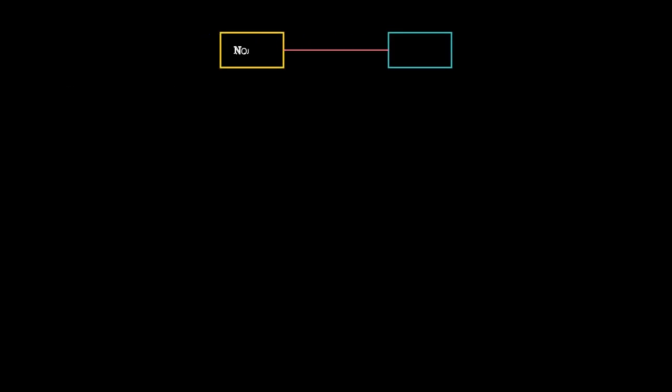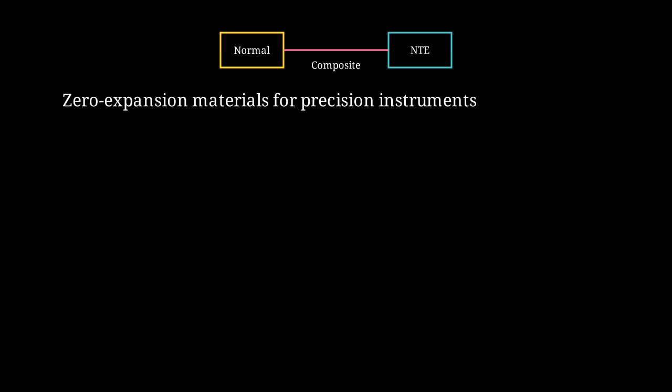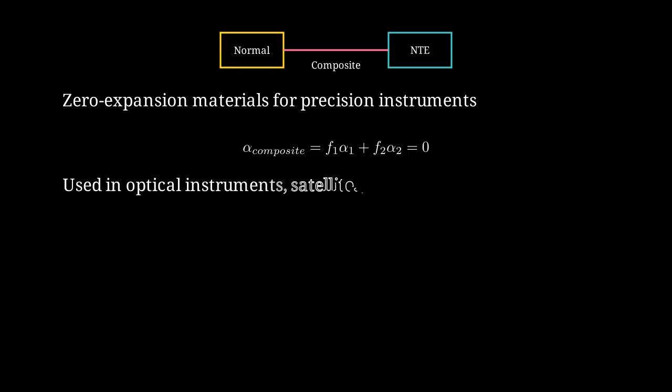This unusual property has valuable practical applications. One major application is creating zero-expansion composites by mixing normal and NTE materials. By carefully balancing the proportions of materials with positive and negative thermal expansion, we can create composites with essentially zero thermal expansion. The composite thermal expansion coefficient equals the fraction of component 1 times its alpha plus the fraction of component 2 times its alpha, set equal to 0. These zero-expansion materials are crucial for optical instruments like telescope mirrors, satellite components, and precision measuring equipment where dimensional stability is critical.